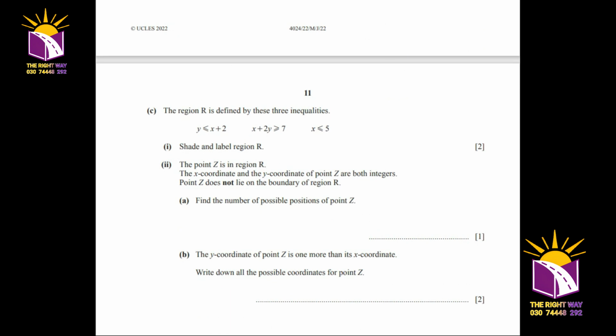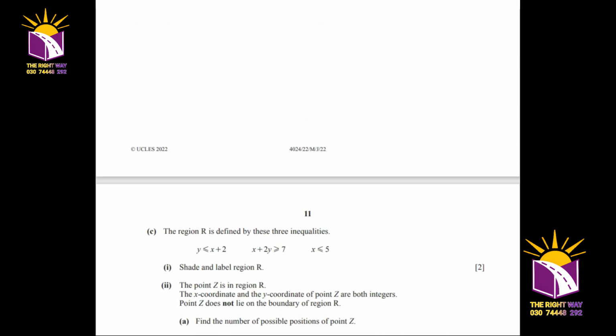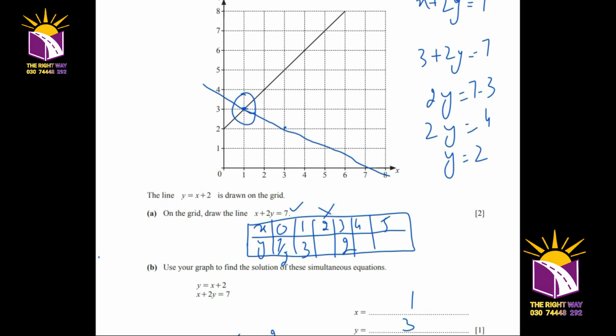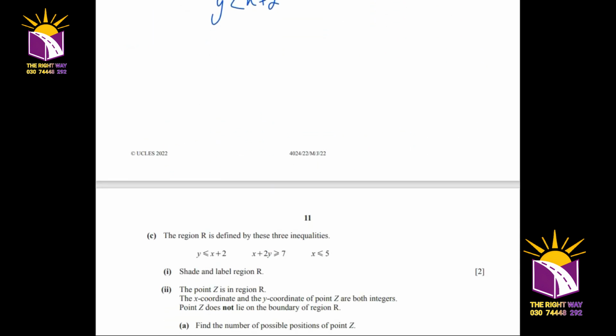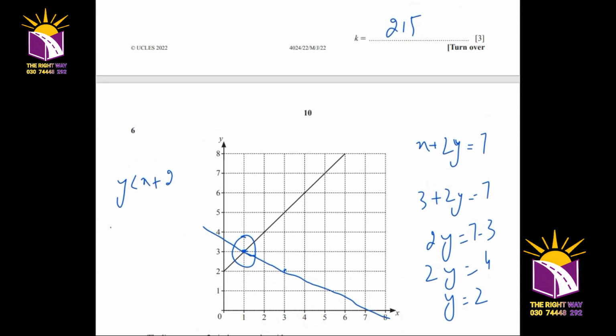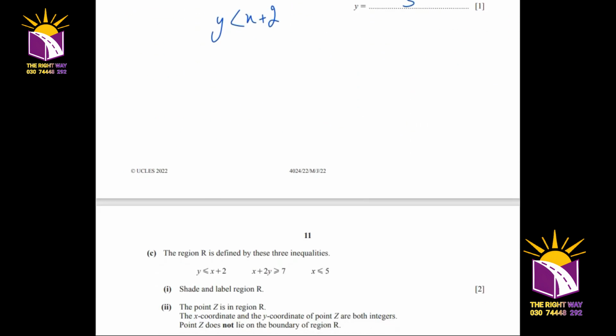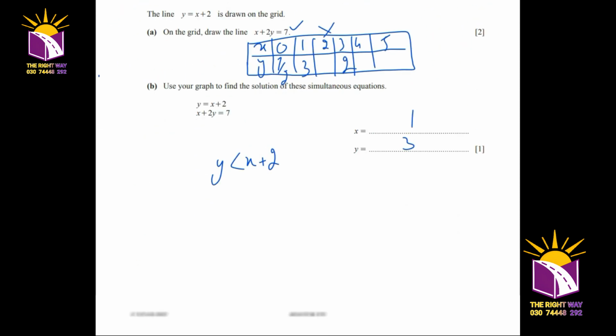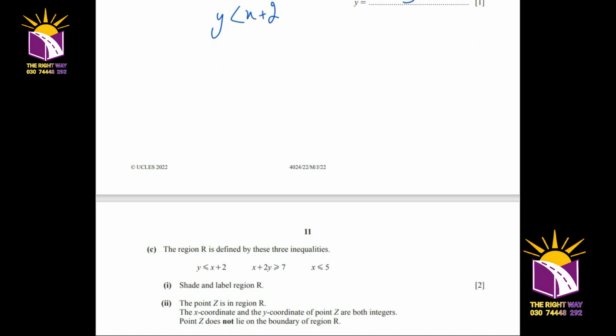The region R is defined by these three inequalities. First is y is less than x plus 2. I am going to write over here y is less than x plus 2. The second one is x plus 2y is greater than 7. And the third one is x is less than 5. Shade and label region R.